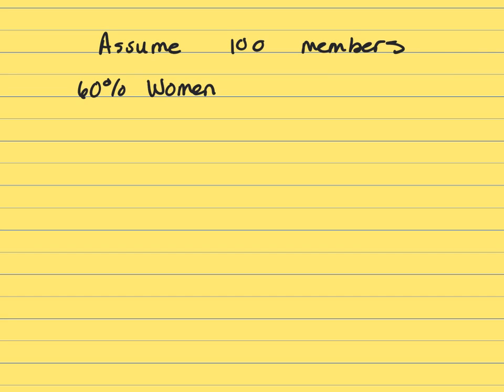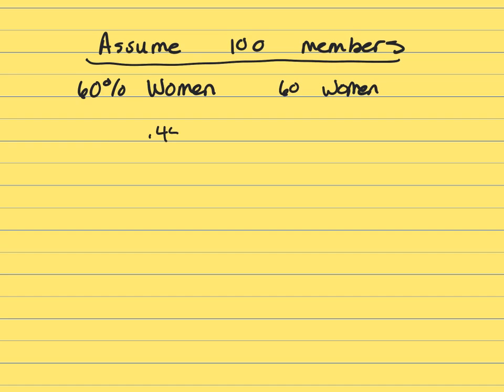We are trying to find the probability that the member selected is a woman lawyer. Well, let's assume there are 100 members, and 60% of these are women, so that means you would have 60 women. And of those women, 45% are lawyers.